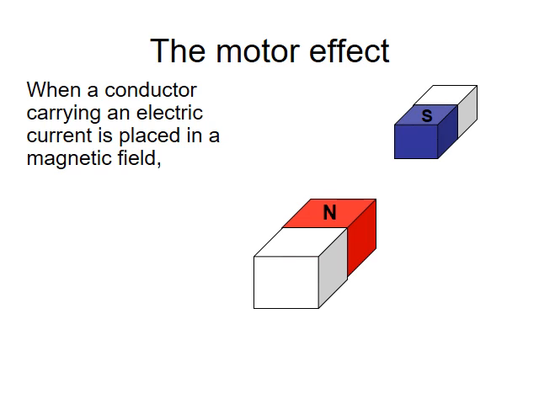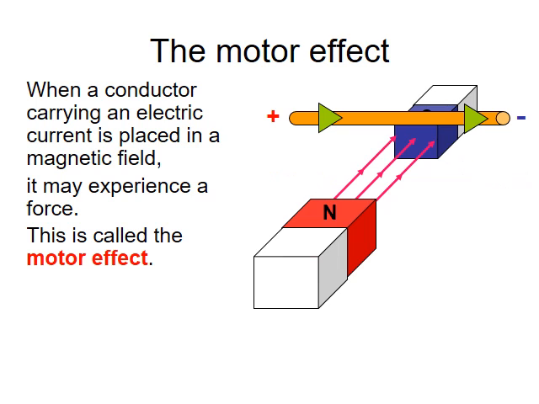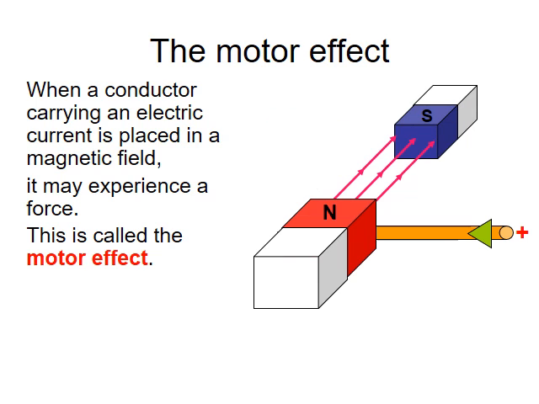So when you have a conductor, say a conducting metallic wire, carrying an electrical current, and you place it within a magnetic field, as we do here, then it may experience a force. Okay, so it moves out of the magnetic field. This is known as the motor effect. Essentially, when a wire in a magnetic field carries a current, the current experiences a force, and this force is a result of the fact that the current has its own magnetic field which interacts with the external magnetic field. Okay, so it begins to move.